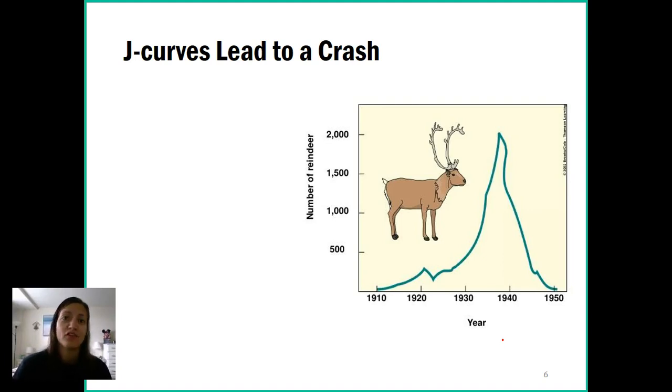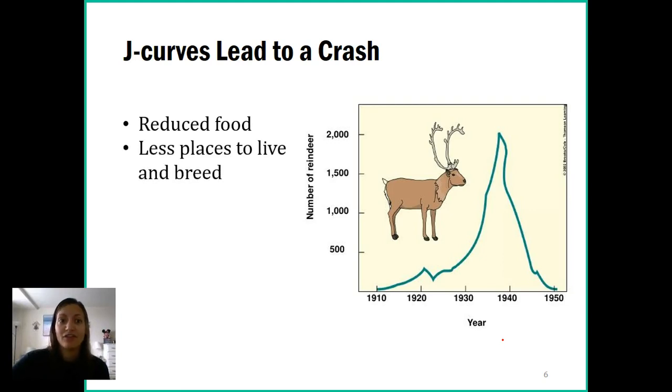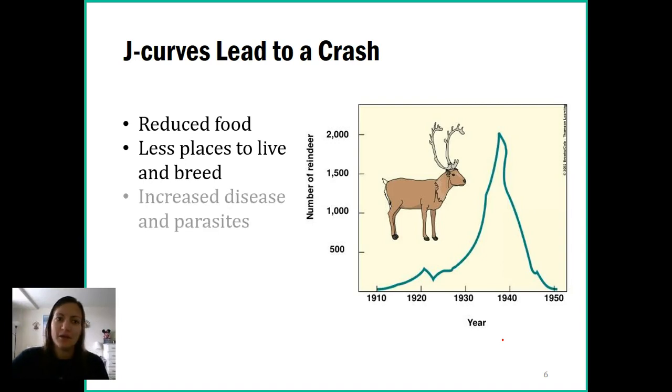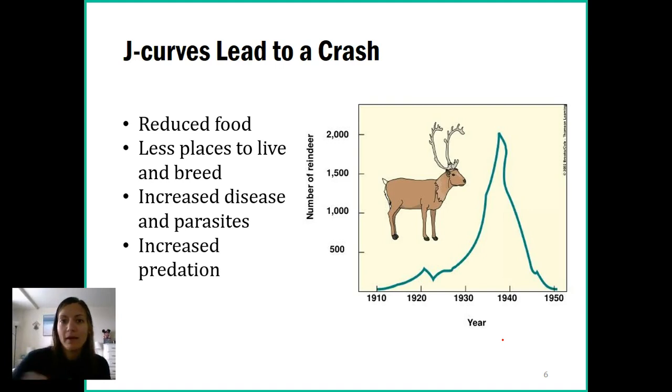We saw that with the snowshoe hare and the lynx. So J-curves, or exponential growth, will always lead to a crash, mainly because of density-dependent factors. Eventually, that population may run out of food, might not have as many places to live or to breed. There might be more disease, more parasites, more predation. So this is going to happen pretty much no matter what. There's no way in the world for a population to increase exponentially forever.